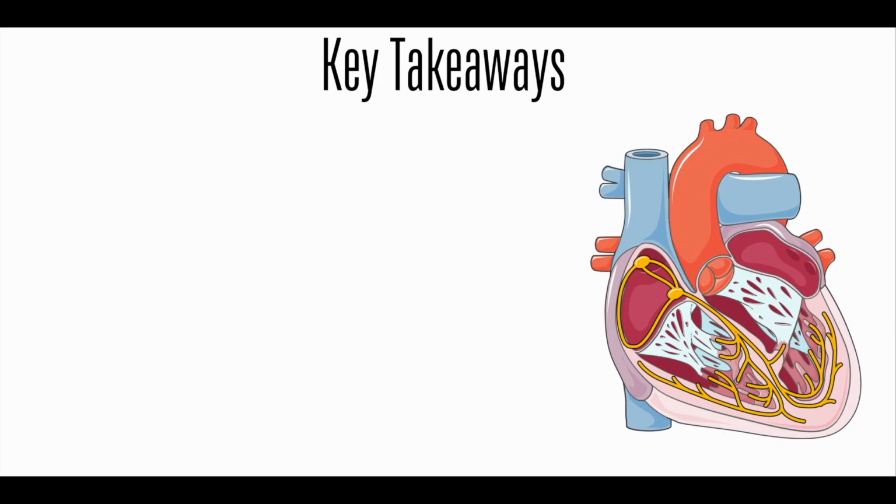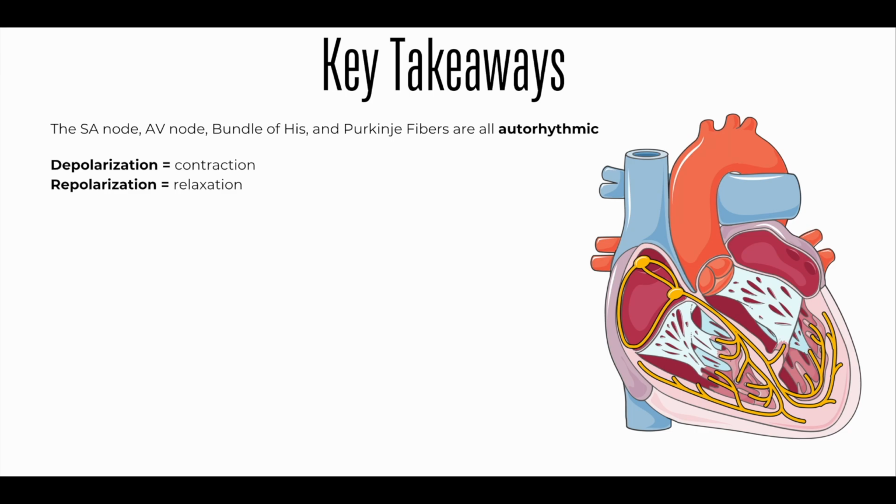So the key takeaways that I want you to remember for the TEAS exam is that the SA node, AV node, bundle of His, and the Purkinje fibers are all autorhythmic. So autorhythmic means that they generate their own action potentials or electrical impulses without nervous input. I also want you to remember that depolarization means contraction and repolarization means relaxation.